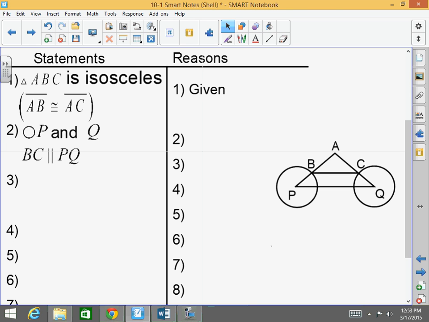Circle P and Q are present, and you have BC is parallel to PQ. So we know that this is parallel to this.